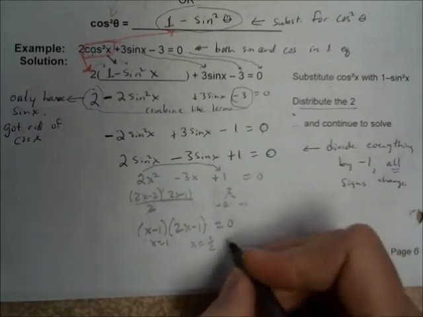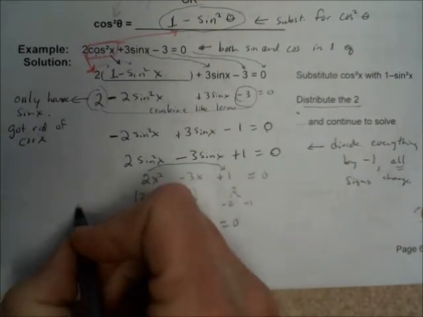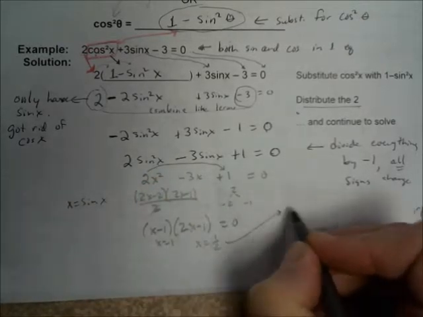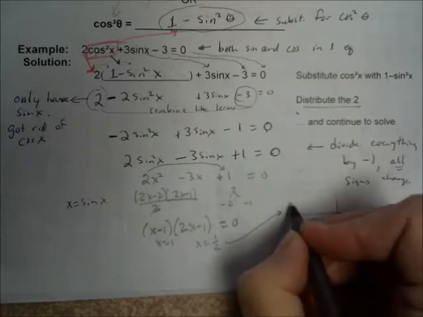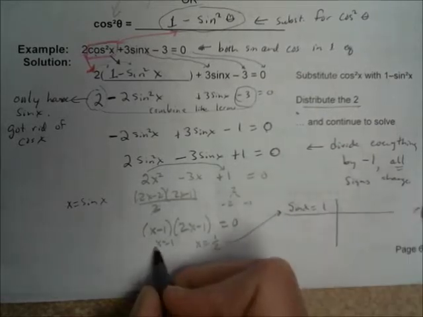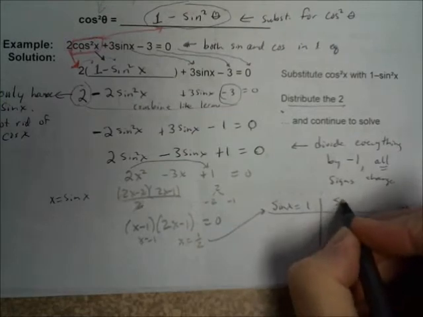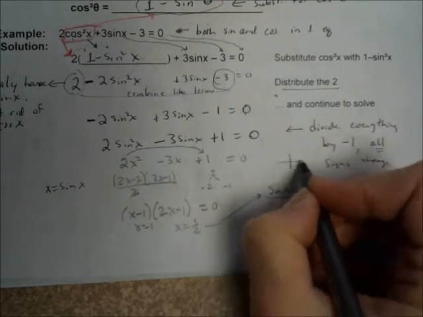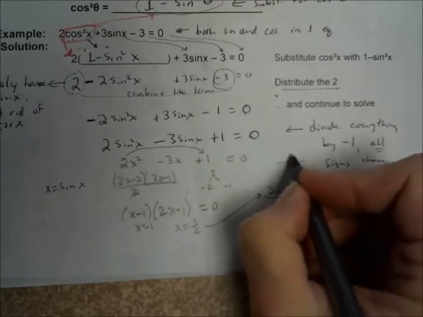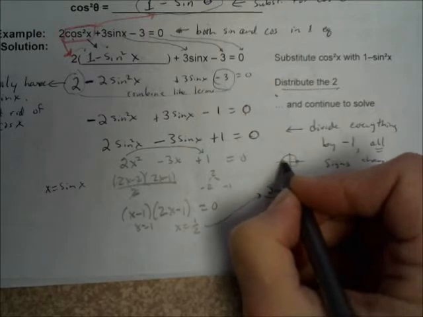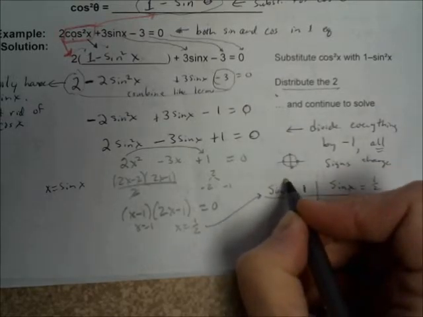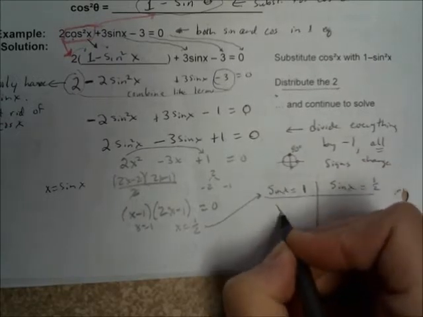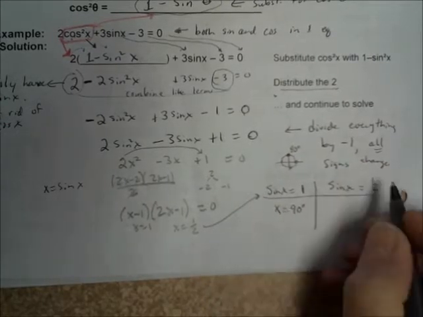But it's not really x. This is a sine. We let x equal sine of x. So we'll set up our T table here. We have sine of x equaling 1 from this side, and sine of x equaling 1/2 from this side. When we look on the unit circle, because sine is equal to 1 or 0, we have to go on the 4 important points of the unit circle. And where does y equal 1? Up here at 90 degrees. So x is equal to 90 degrees if the sine is equal to 1.